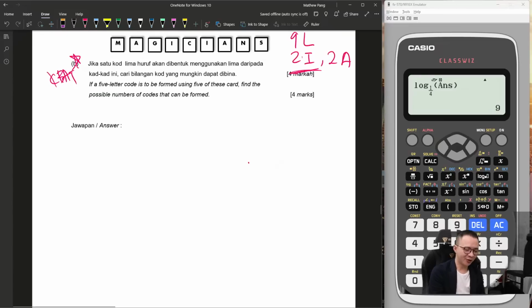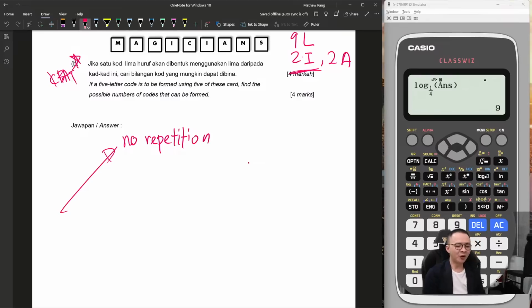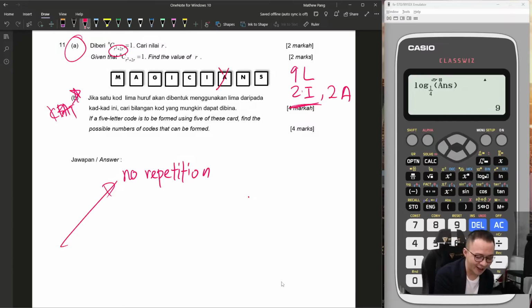Okay, so the first one is I want to ensure there's no repetition. Okay, if no repetition, how do I ensure this happens? If I want to ensure there's no repetition, I would take out all the A and I. So when I choose the 5 letter code here, I will form the code with no repetition. So I will only choose from M, G, C, N and S. So 1, 2, 3, 4, 5. Is it?